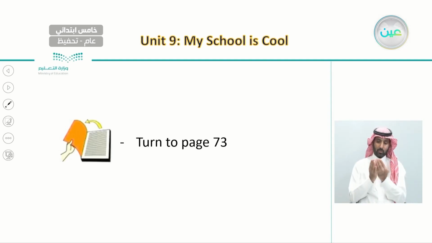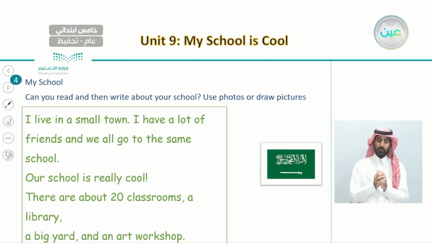Now, I'd like you to turn to page 73. On page 73, what we need to do is read and then write about our school, and we can use photos and even draw some pictures. So let's read, and after this we will learn to write.